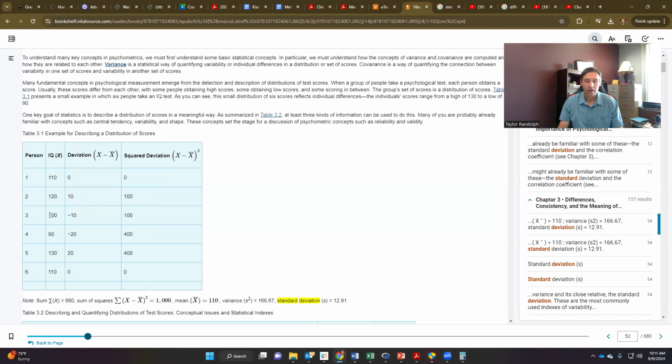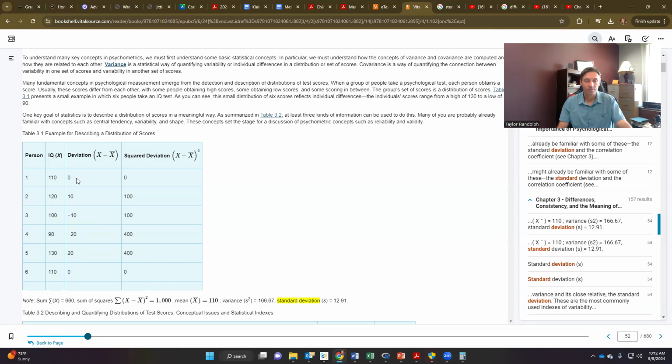And then if you look at 100, I said earlier 100 is an average IQ, but in this case, these 6 people, the average IQ is 110. So if you subtract 110 from 100, you get -10. Another person, participant number 4, scored a 90. That was 20 points below the mean. You have another person who scored a 130. That's 20 points above the mean. And then you have another person who scored exactly on the mean.